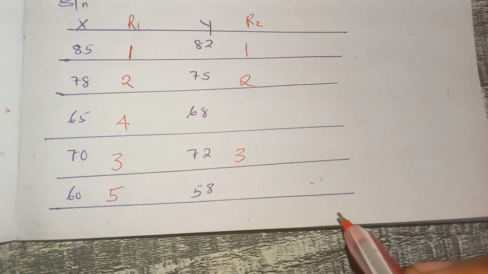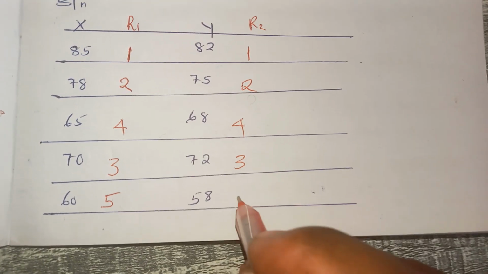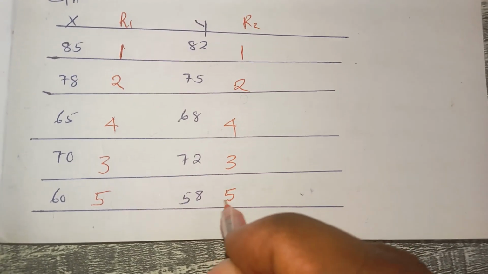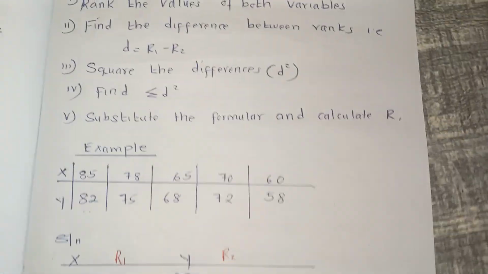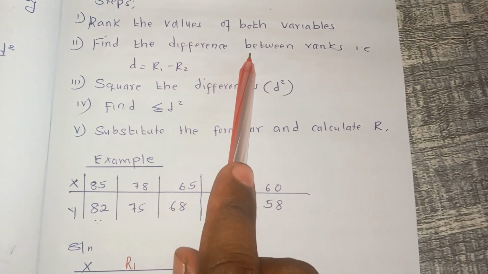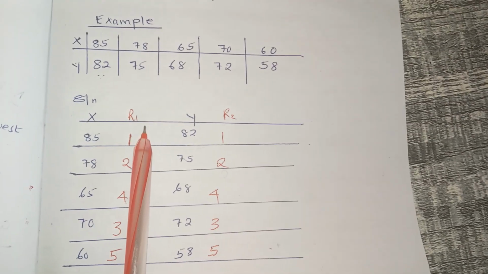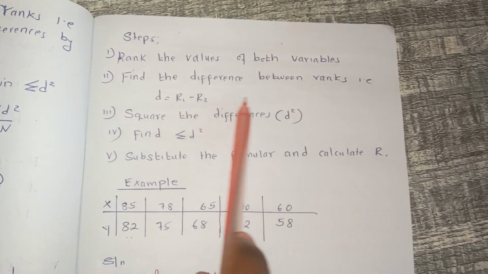We have 68, so it is going to take position number 4, and of course this one is going to take position number 5. Having done that, because we have said you need to rank the values of both variables, I've been able to rank the values for variable x and variable y, and then you find the difference between the two ranks.